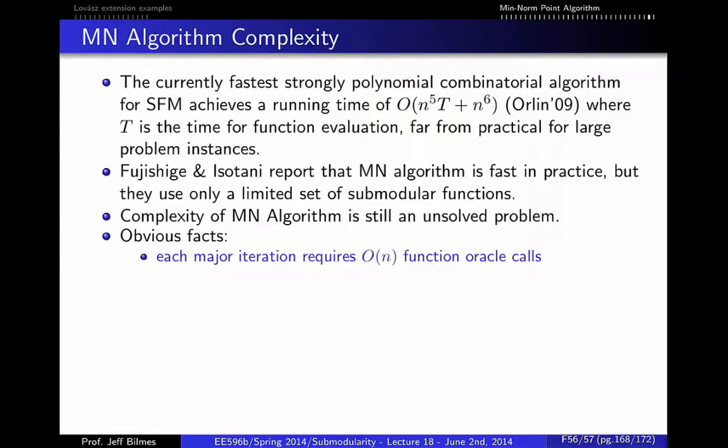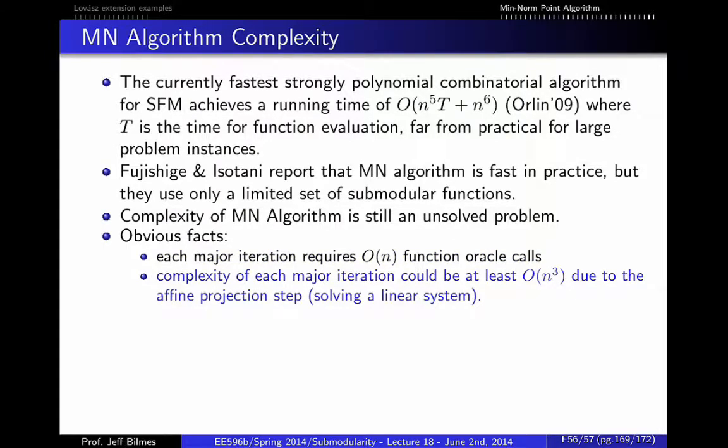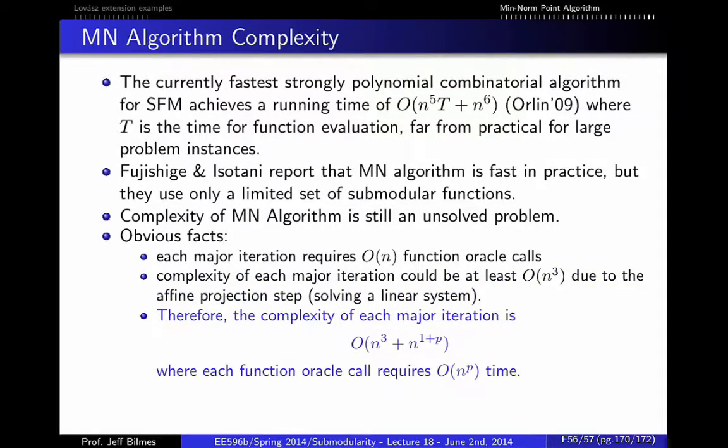There are some obvious facts about the minimum norm complexity. Each major iteration requires a linear number of function calls. The complexity of each major iteration is at least n cubed. So each time you run one major iteration, it's n cubed because you're doing this linear solver, which is the affine projection step. And therefore, the complexity of each major iteration is n cubed plus n to the 1 plus p, where each submodular function evaluation itself requires, say, n to the p for some constant p.